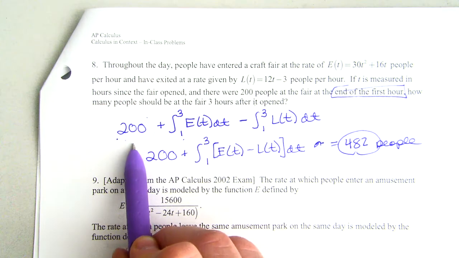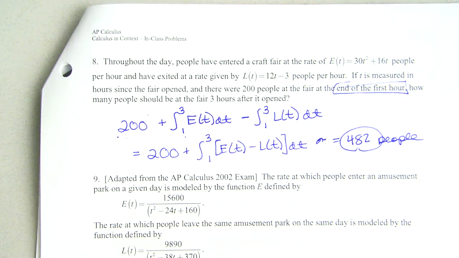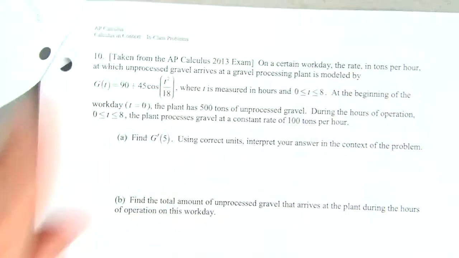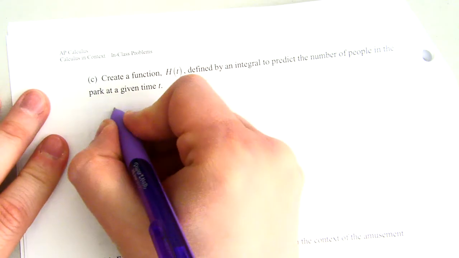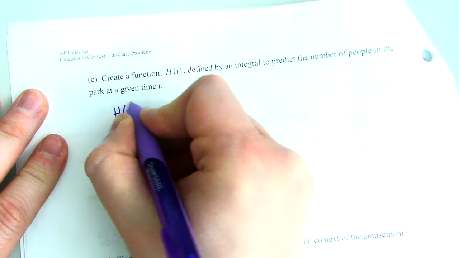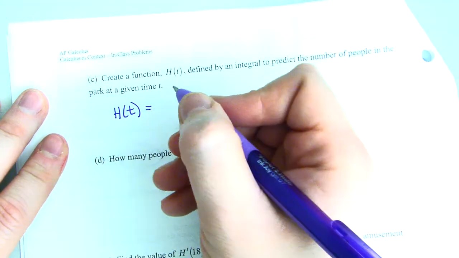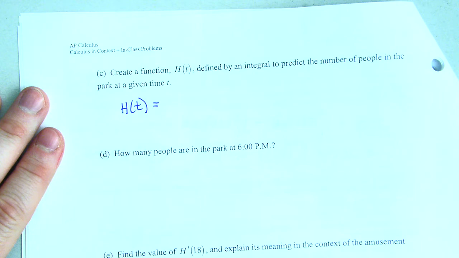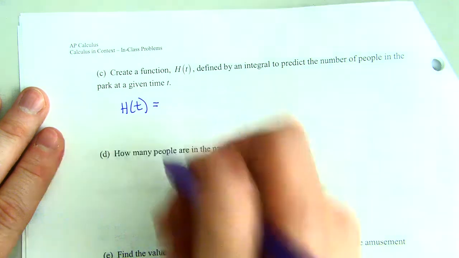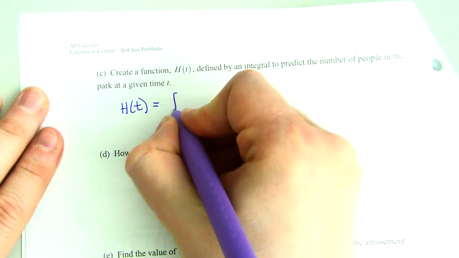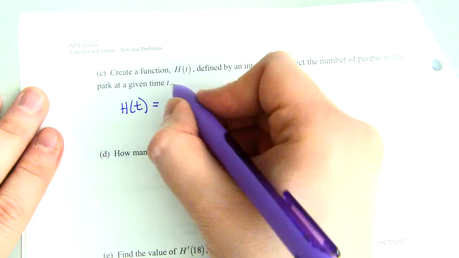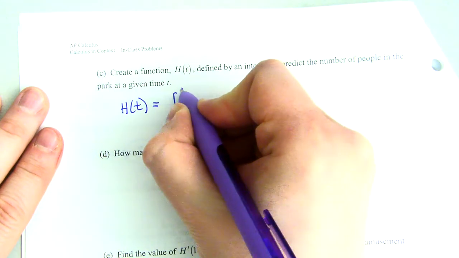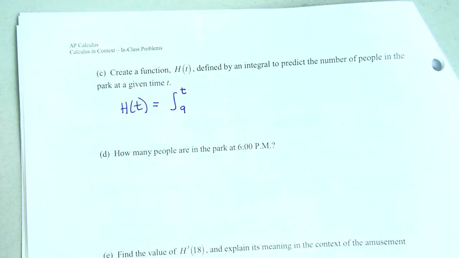Add that to the starting amount of people and get 428. I'm going to do something similar here. My function defined by an integral, H of t equals. We were told we were starting with no one in the park, so I'm not starting with anything. I'm going to take the integral from, I'm opening this park at time 9, and I want to figure out how many people are at time t, so I'm going to integrate to time t.